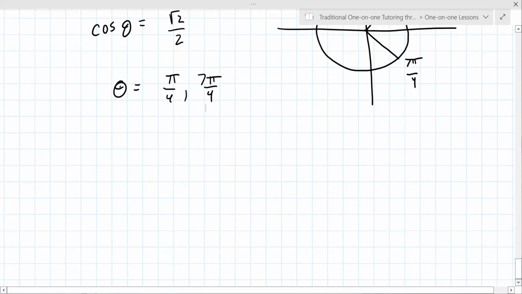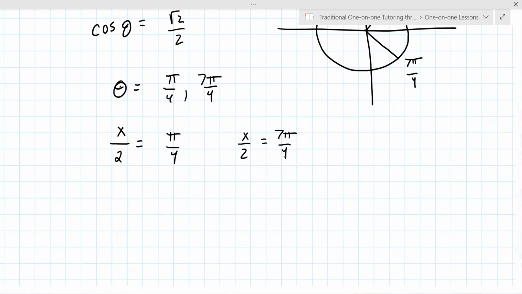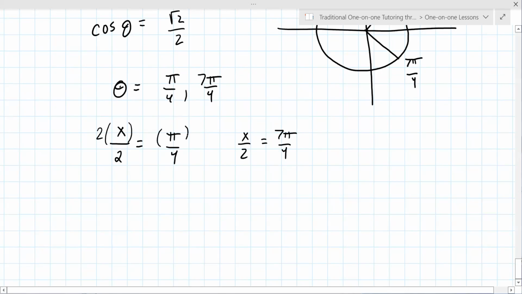And so you back substitute. You say, oh, it's really x over 2, which is now equal to pi over 4, x over 2, which is equal to 7 pi over 4. And then you solve for x. So what I mean is you're going to clear that fraction. You're going to multiply both sides by 2. So x is 2 pi over 4, which is pi over 2. And then similarly over here on the right, you get x is 7 pi over 2.